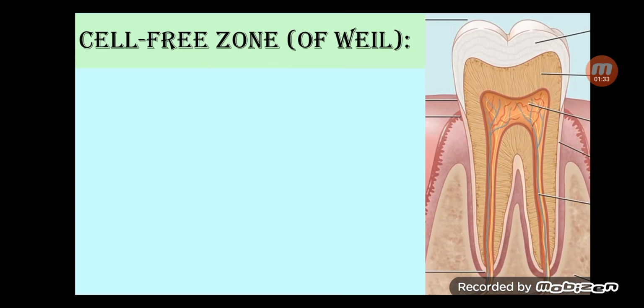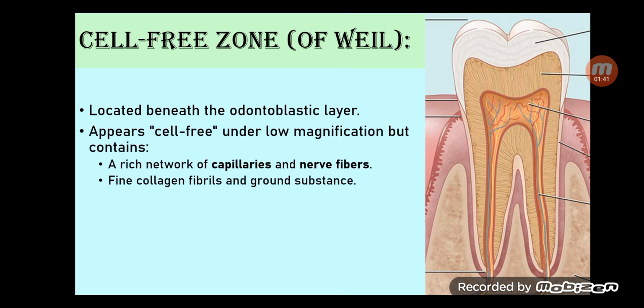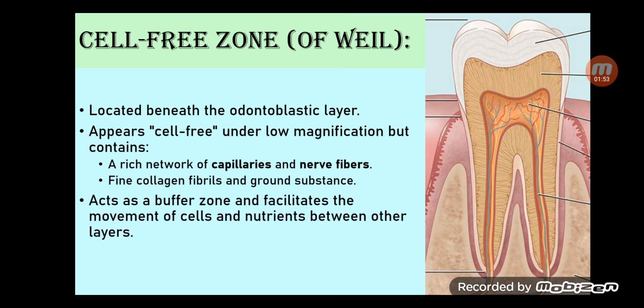Now we will talk about the second zone, or cell-free zone, that is also called the zone of Weil. It is located beneath the odontoblastic layer and appears cell-free under low magnification, but it contains a rich network of capillaries and nerve fibers, and it also has fine collagen fibers and ground substance. It acts as a buffer zone and facilitates the movement of cells and nutrients between other layers.